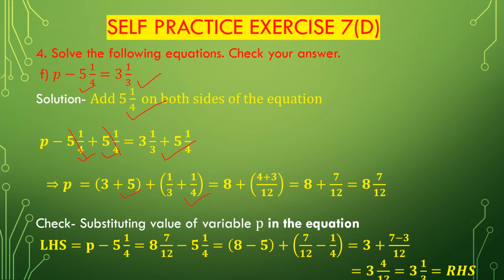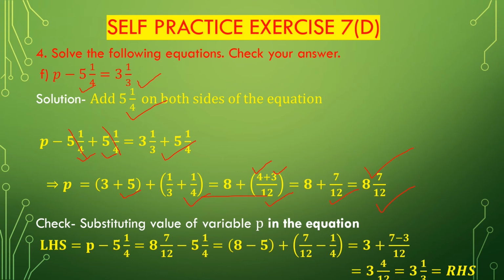3 plus 5 is 8, and 1 by 3 plus 1 by 4 is, LCM of 3 and 4 is 12. Divide the LCM 12 with 3, we get 4, and 4 multiplied with 1 is 4, and divide 12 with 4, that is 3. 3 multiplied with 1 is 3, that is 4 plus 3 is 7. 7 divided by 12, that is 8 plus 7 divided by 12 is 8 7 by 12. Now we get the value for the variable p is 8 7 by 12.